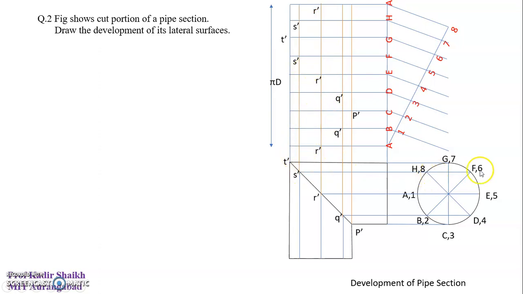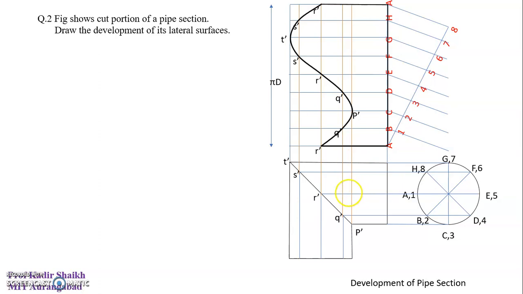Now S is on H8 and F6, so H and F. So S dash is on F and H. T is directly on G, so on generator G the cutting point will be T. Now join all these cutting points with a smooth curve. So this much is the DLS of the cut portion, the top portion of this elbow pipe section.